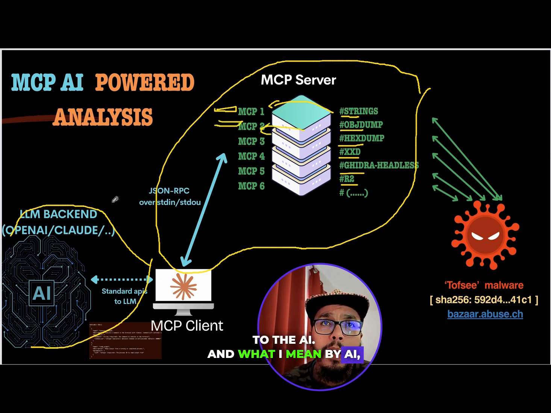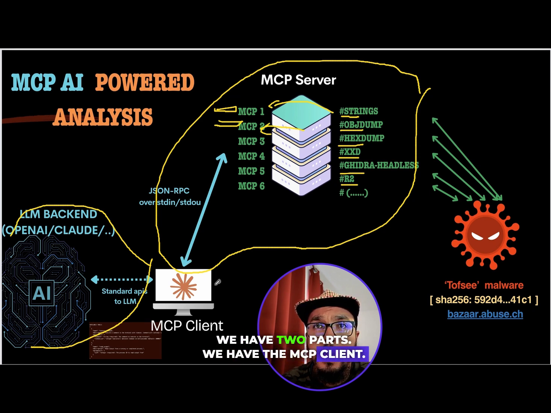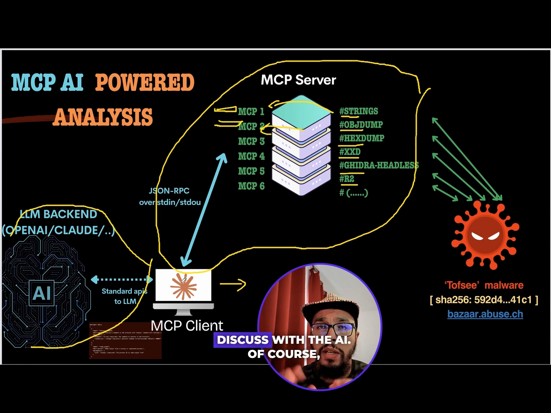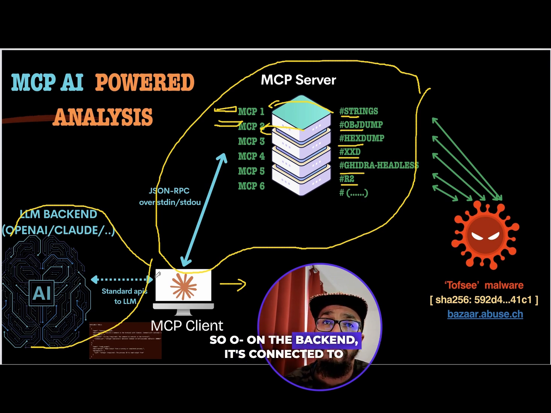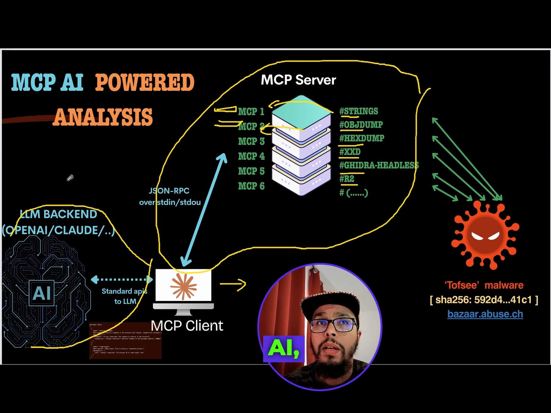And what I mean by AI, we have two parts. We have the MCP client. In this case, it's nothing but Claude Desktop. This is the MCP client where we're gonna chat and discuss with the AI. Of course, because it's Claude Desktop, it's an MCP client, so on the back end, it's connected to Anthropic AI. We will have all the LLM intelligence.